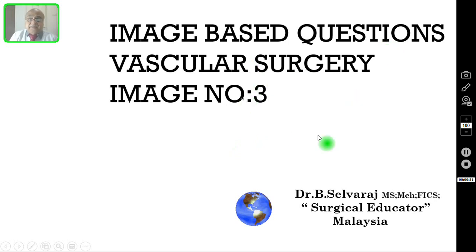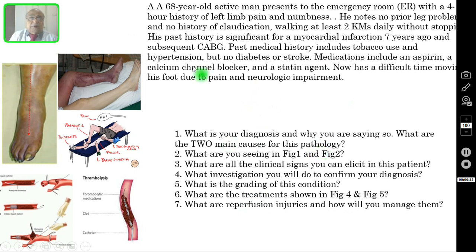This is image number 4. So our patient is a 68-year-old active man who presents to the emergency room with a 4-hour history of left limb pain and numbness. He notes no prior leg problem and no history of claudication. He is walking at least 2 kilometers daily without stopping.